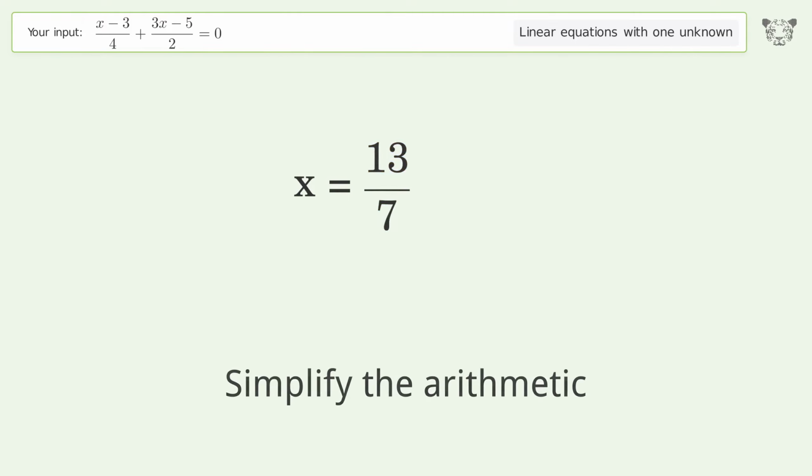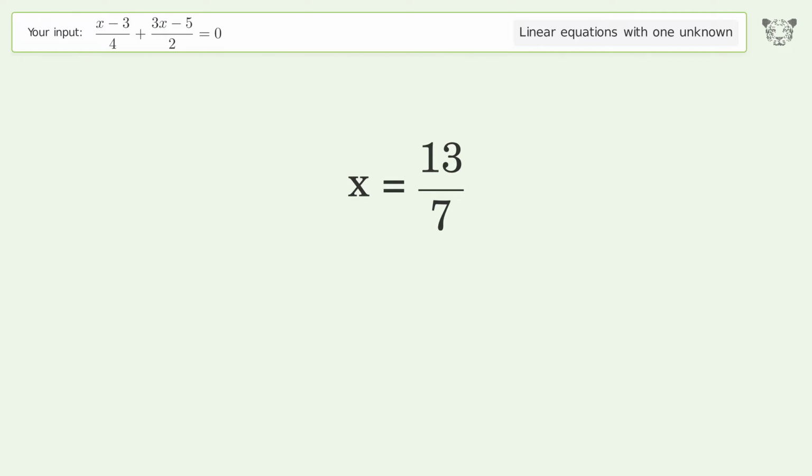And so the final result is x equals 13/7.